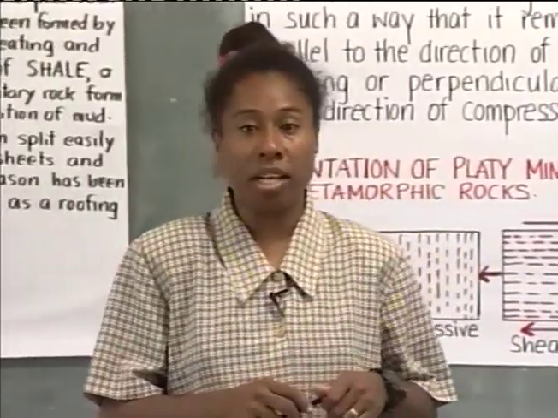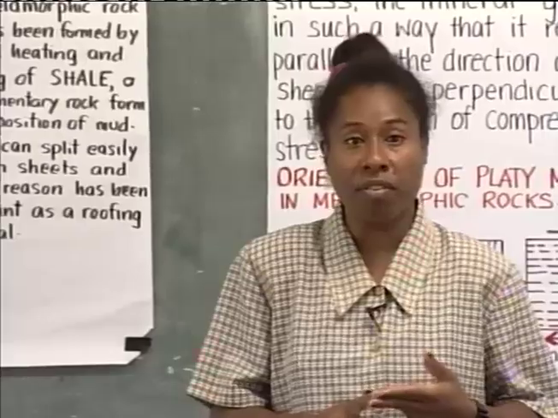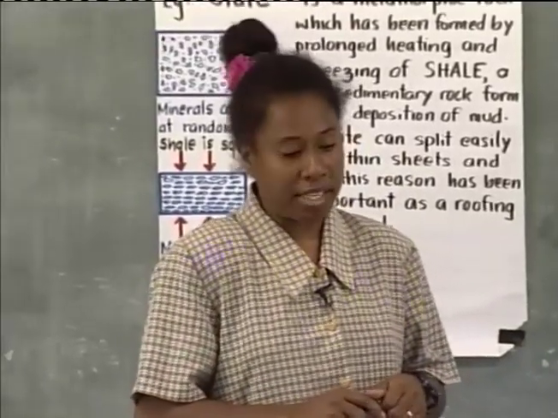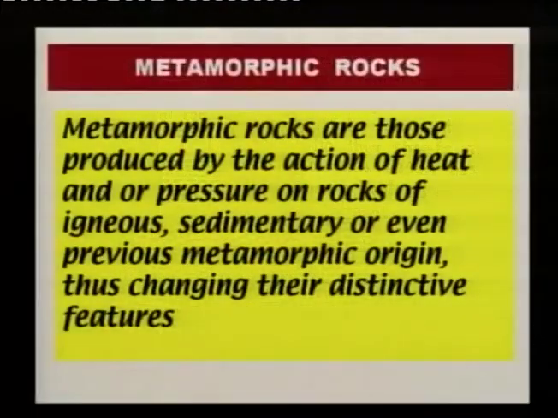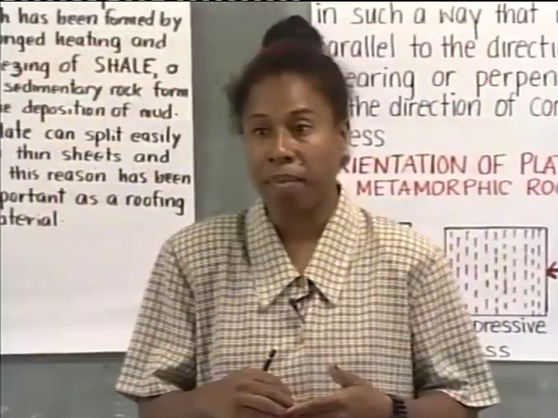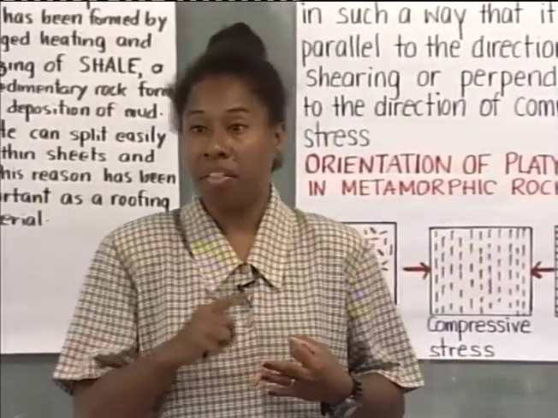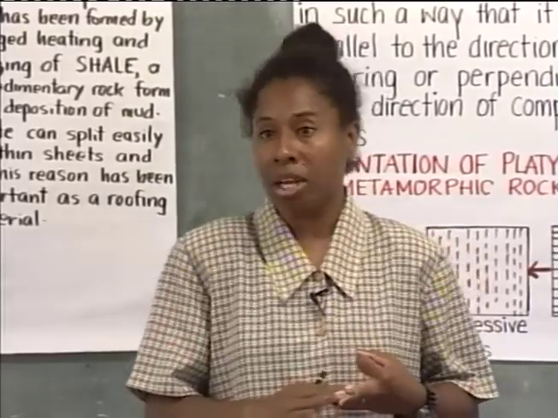So we'll move on now to, first of all, revising what we have covered on metamorphic rocks. Then we'll look at the activities, mainly defining and explaining some of the new terms or concepts we have covered. The definition of metamorphic rocks that we looked at yesterday: metamorphic rocks are those which are produced by the action of heat and/or pressure on rocks of igneous, sedimentary, or even previous metamorphic origin, thus changing their distinctive features. So any rock which is put under great heat or pressure, and its chemical composition, structure, appearance, etc. changes, then we can say that rock has been changed to a metamorphic rock.